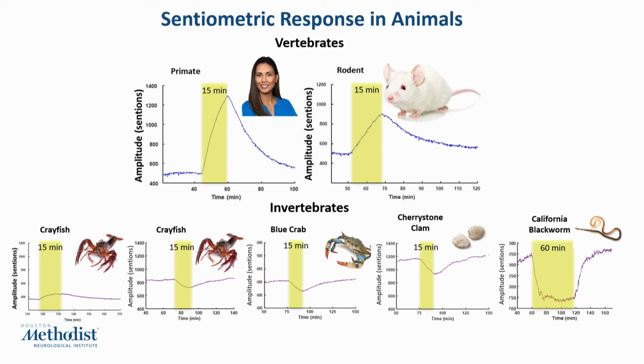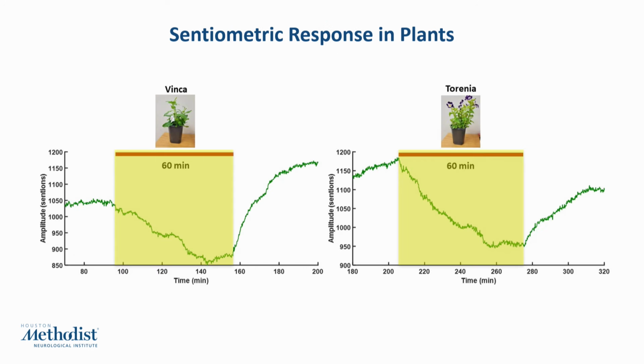We recorded from crayfish. Crayfish shows both kinds of responses, an upward response and an inverted response. A blue crab shows only an inverted response. Cherrystone clam shows inverted responses. This is like the dead brain. And California blackworms, which are really tiny, and we had to record from a whole clump of them, show an inverted response. Trees or plants show an inverted response, which is much slower and lower in amplitude.